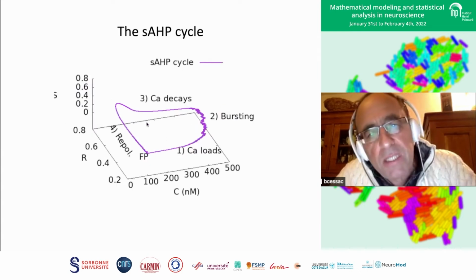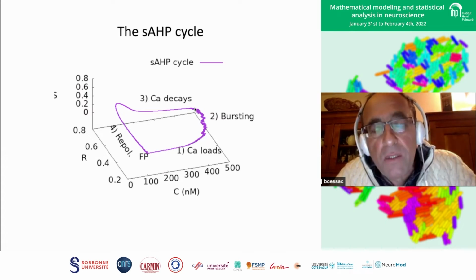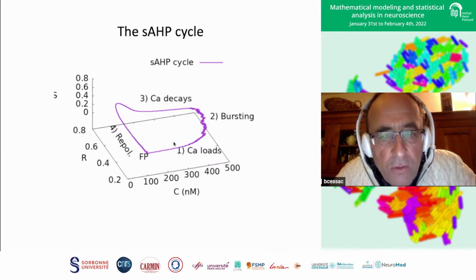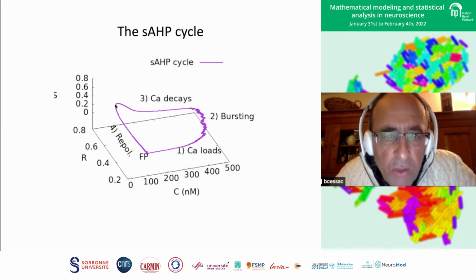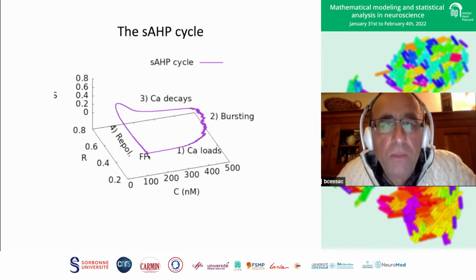This can be explained in this three-dimensional diagram. You start from a fixed point. If you go to the limit cycle and stay long enough, you will produce calcium bursting. Then you will start to activate SHP. This means that you will raise the variable S and then the variable R, which triggers SHP. So at some point you will stop the bursting and return back to rest.